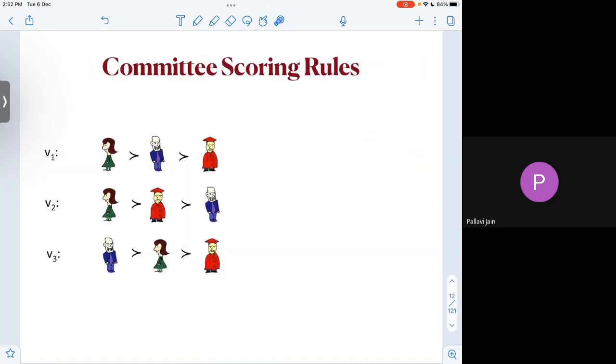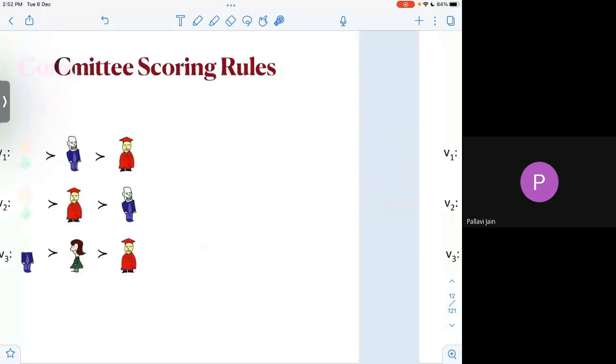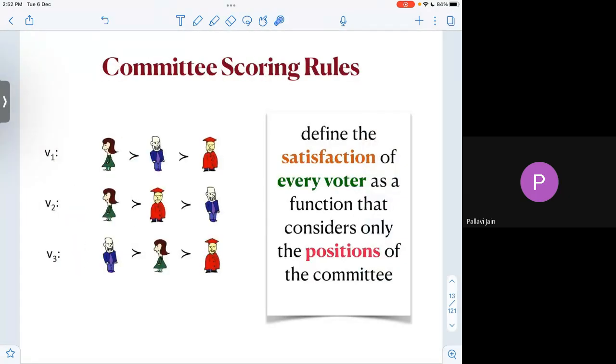There are a lot of rules, but I will tell you a family of rules. This is called committee scoring rules. In committee scoring rules, we define the satisfaction of every voter as a function that considers only the position of the committee.